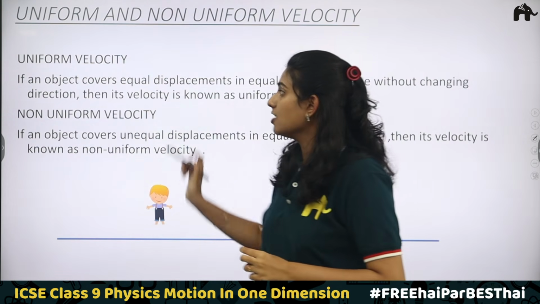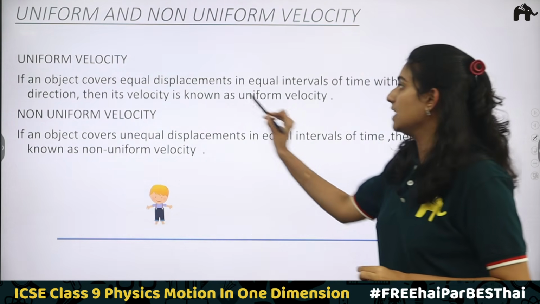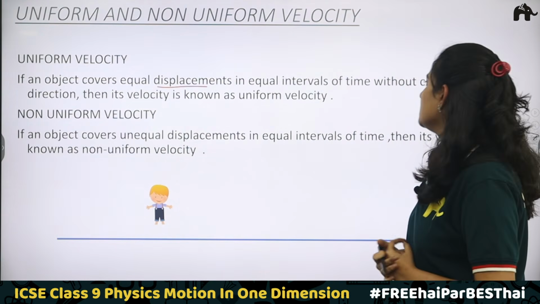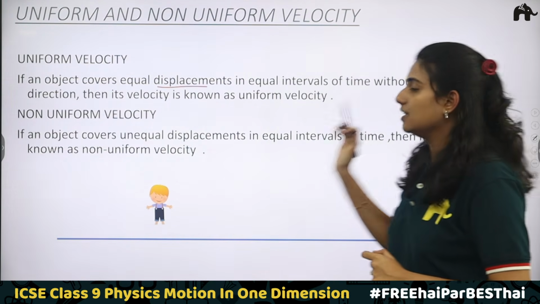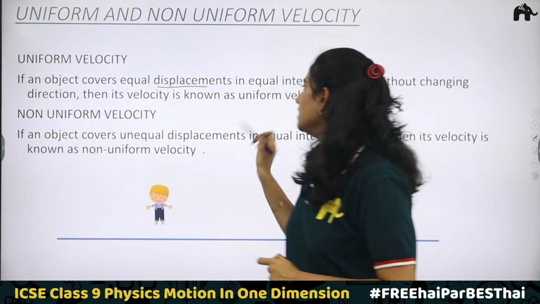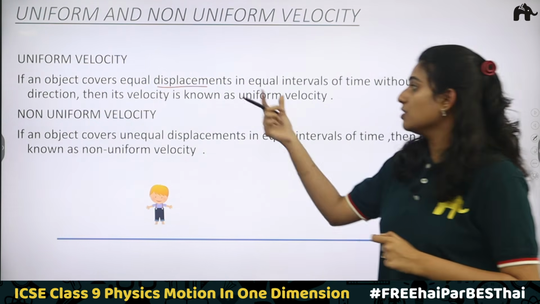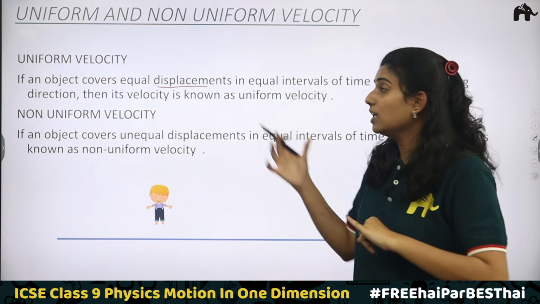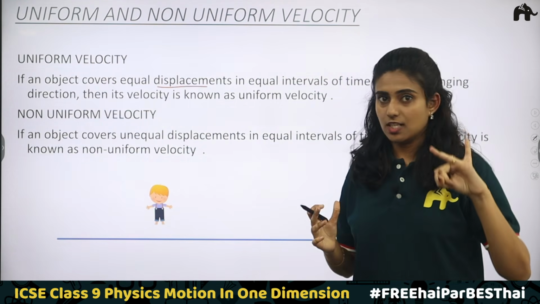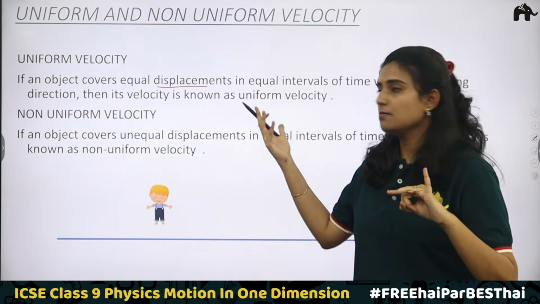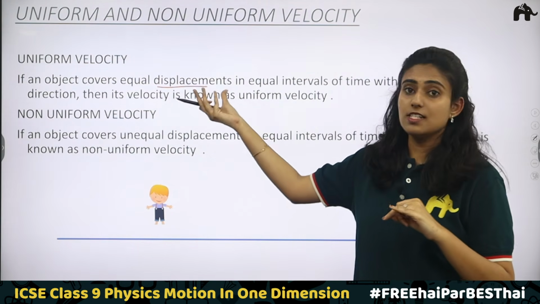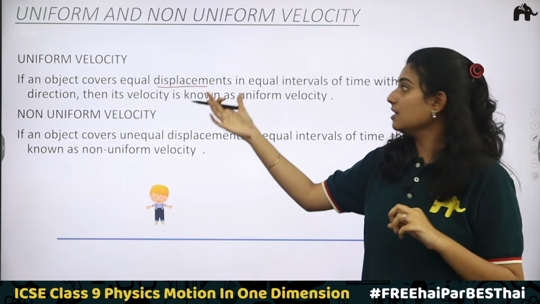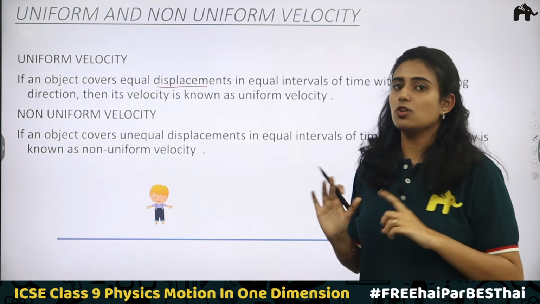So uniform velocity: if an object covers equal displacements in equal intervals of time without changing direction, then its velocity is known as uniform velocity. So when direction changes, it becomes non-uniform velocity, because we know that velocity depends on both magnitude and direction. So if direction changes, there is some change happening. It is not just the magnitude remaining equal, the direction should also be the same.